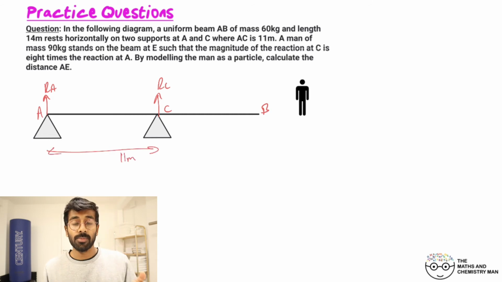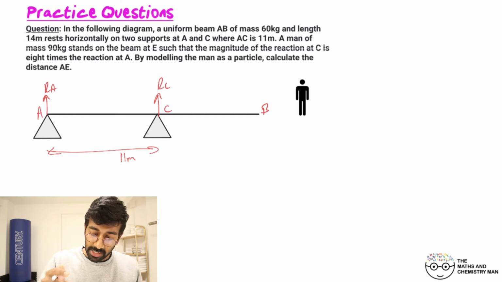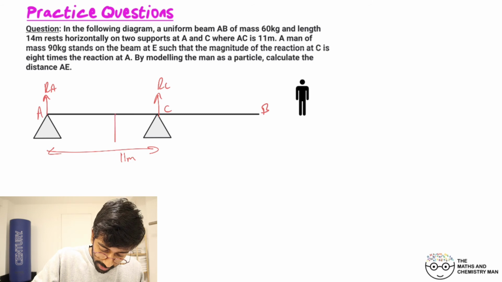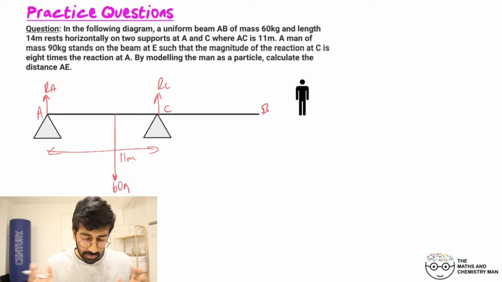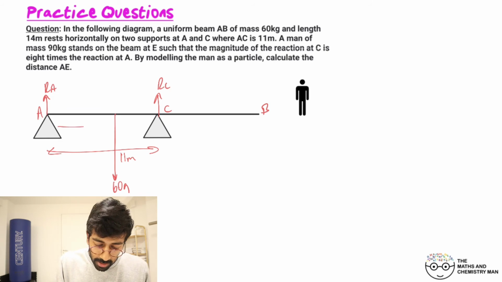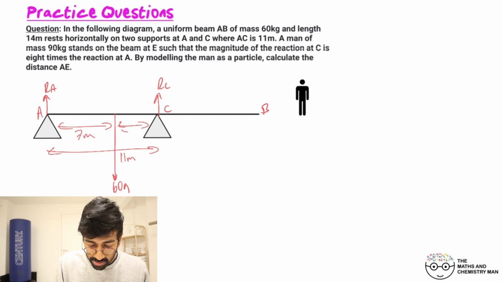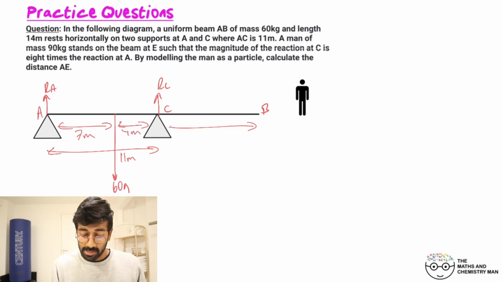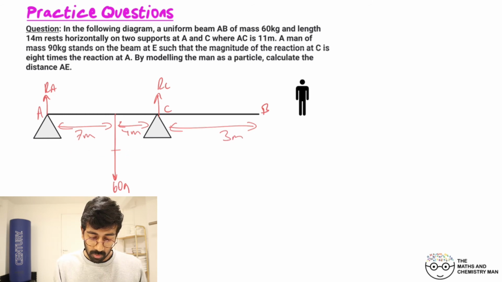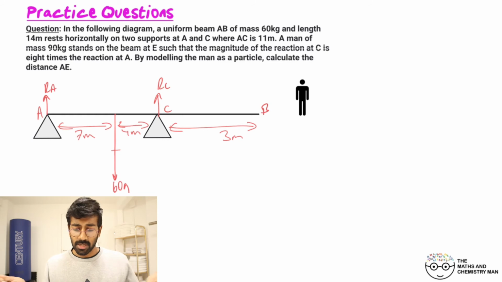And because it's uniform, remember, uniform meaning its weight is acting in the middle. So we need to take a force of 60G and put it bang in the middle. I hope you put 60G, not just 60, right? Because that's in the middle, that's supposedly going to be 7 meters, which means this would need to be 4 meters in order to make 11. And then the bit on the end here must be 3 meters, because in total we need the length to be 14 meters. So there we go. That's quite a bit of info there.